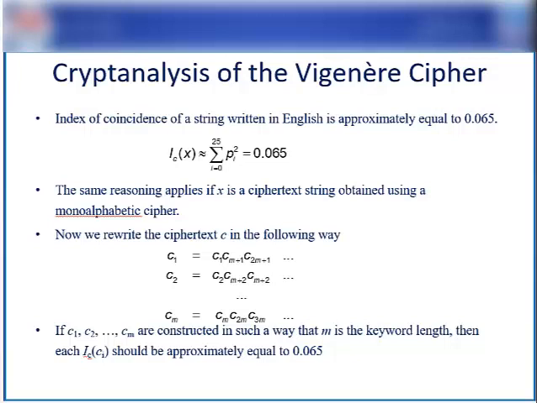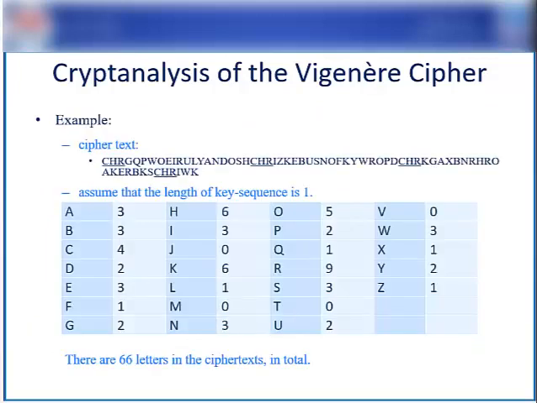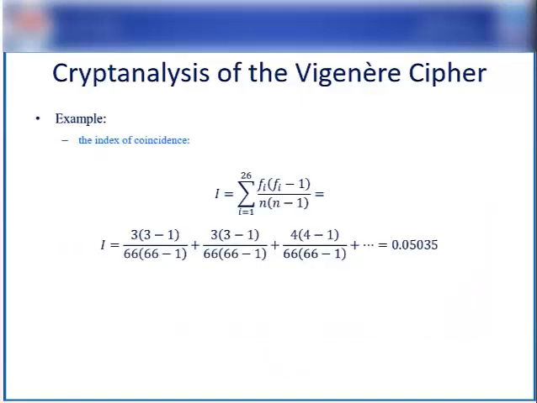Let us continue with our example. First, let's assume that the length of the key sequence is 1. Then we just rewrite our message and calculate the occurrence of each letter. Thus, in our ciphertext, A occurred 3 times, B occurred 3 times, and so on. We have the distribution table written over here, and there are 66 letters in the plaintext. So if we calculate the index of coincidence, for the letter A, we say there were 3 occurrences.